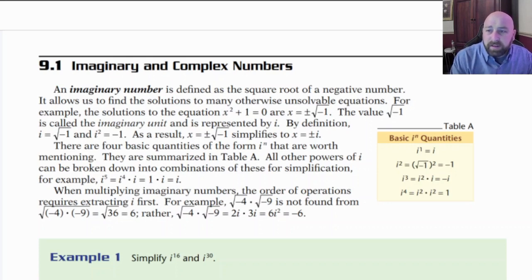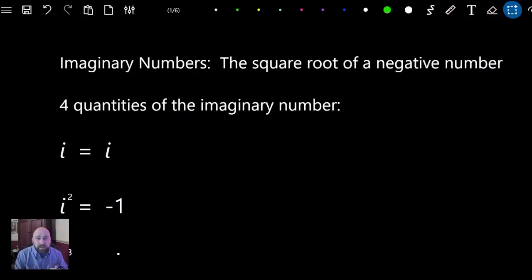You'll see some different things here. You'll see some definitions. You'll see some tables. I'm going to switch over to my computer so that you can see what I have written down. I've got a definition of imaginary numbers here. It's the square root of a negative number. The square root of a negative number.